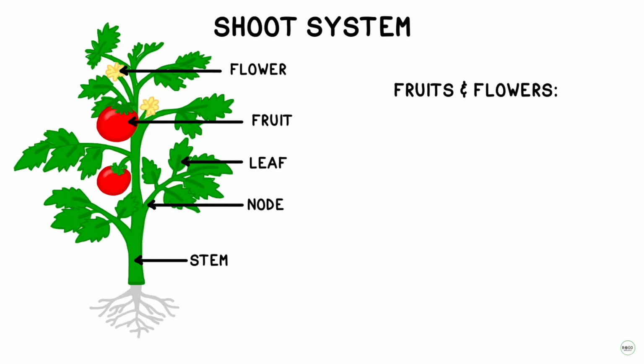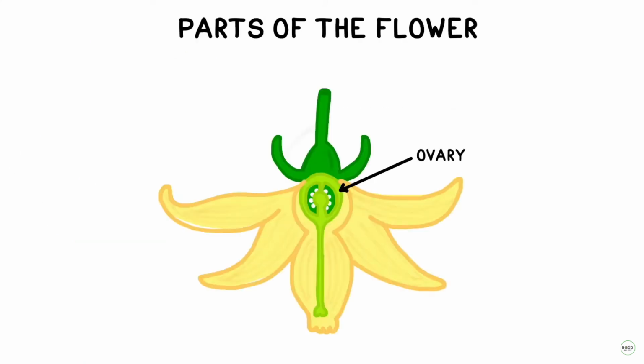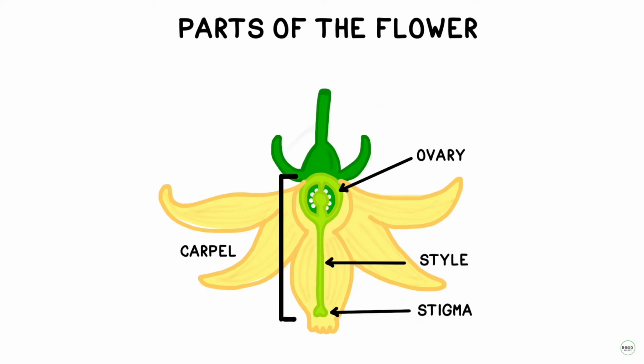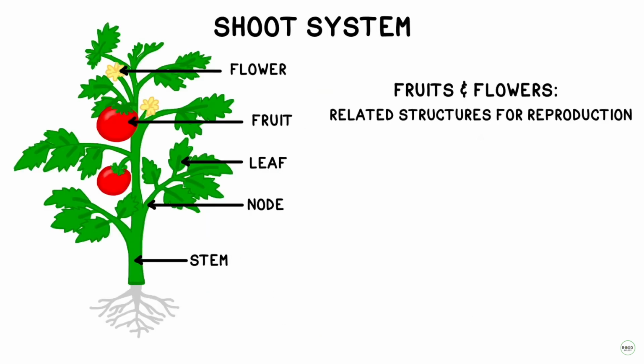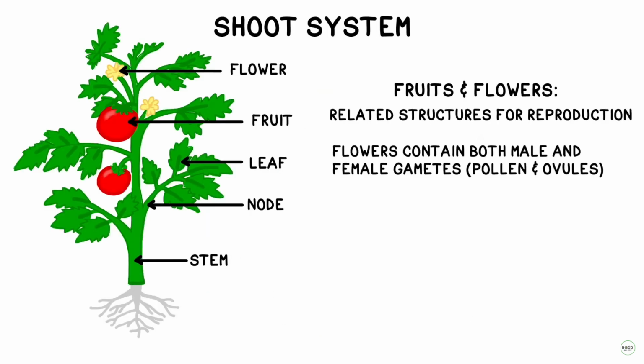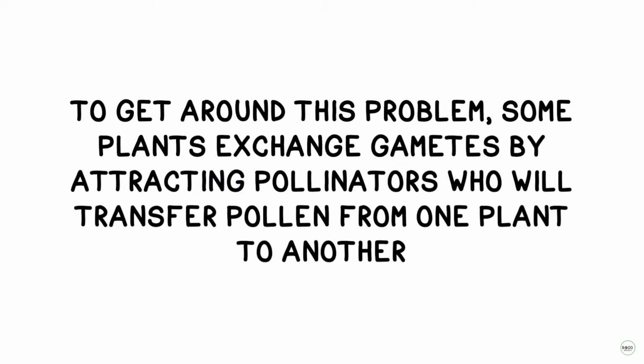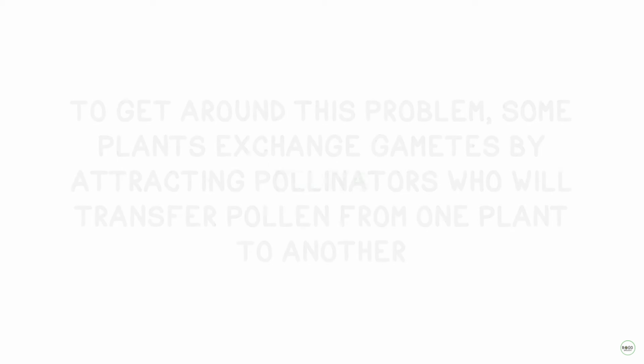Flowers and/or fruits are related organs that are both part of the plant's reproductive system. The three female plant structures, the ovary, the style, and the stigma, are collectively known as the carpel. Flowers contain both male and female gametes, pollen and ovules respectively, but many plants can't self-fertilize. To get around this problem, some exchange gametes by attracting pollinators who will transfer pollen from one plant to another.